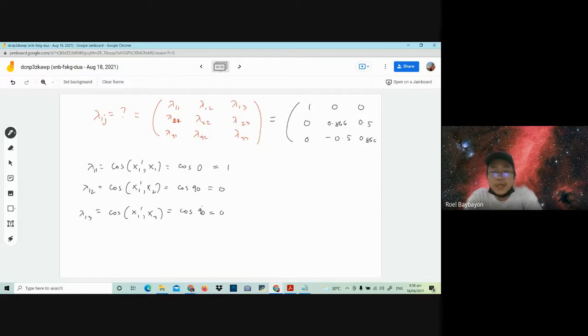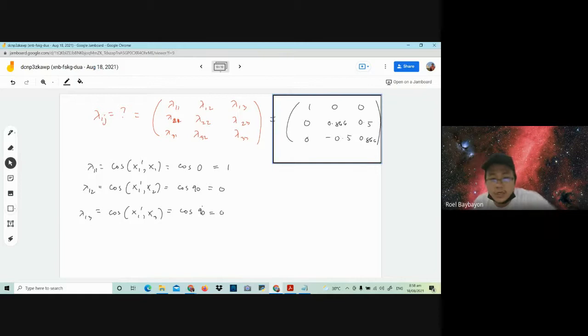Just follow this pattern: the direction cosines, the angles between the primed and unprimed axes. So we have this rotation matrix, and from this we can actually solve for x1 prime, x2 prime, and x3 prime. It is automatic, we get all of them.